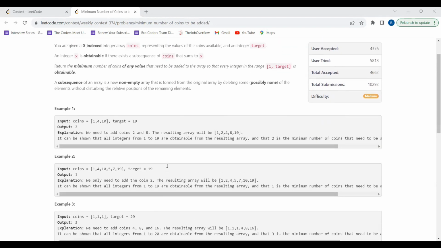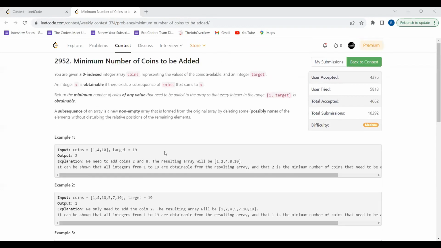Okay, first let's read the problem statement and then I'll move you to an example. And afterwards, you will yourself tell me the approach. I think that's the way. Okay.